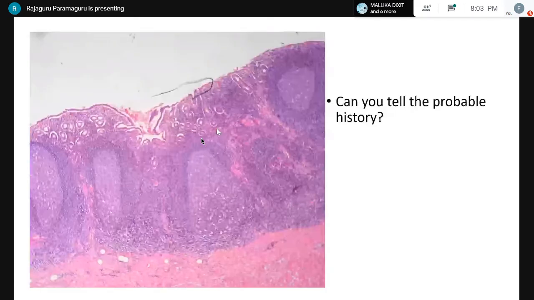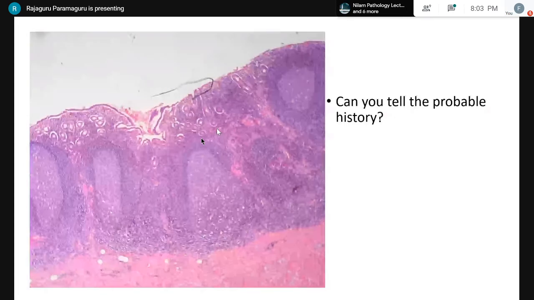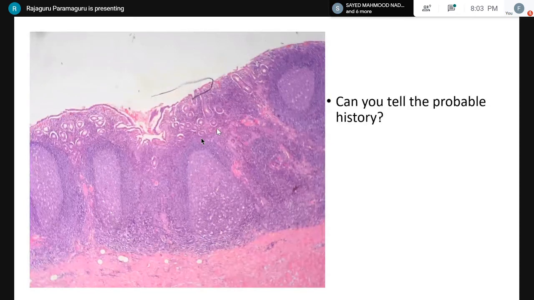So this is another case. If the people are a bit active, if someone from the audience can just tell what this could be. Or shall I move ahead?